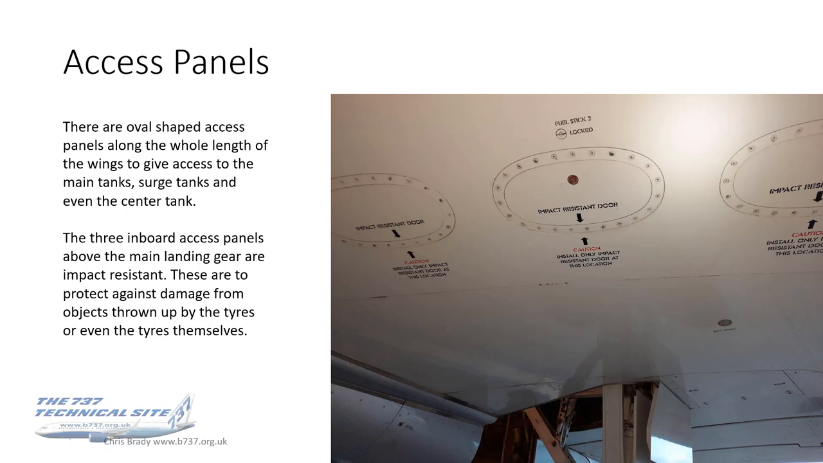The inboard three, as you can see from the labelling, are labelled as impact resistant doors. So they've got additional strengthening in them. And the reason is that, as you can just see at the bottom of the photo, that's where the landing gear is. So it's to protect the wings and in particular the tanks against damage from any objects thrown up by tyres, or even the tyres themselves. Now I think there was no greater or sadder demonstration of this than the Air France Concorde accident in Paris, where tyre debris punctured the fuel tanks on takeoff.